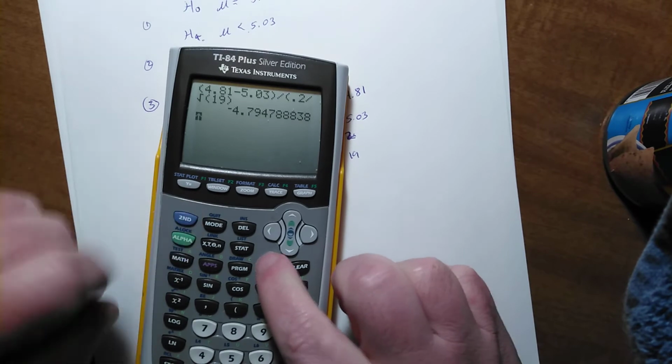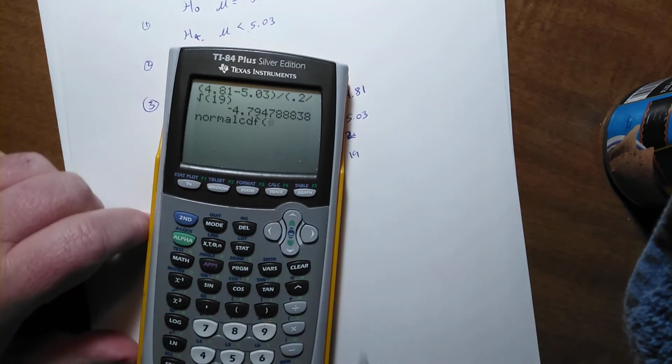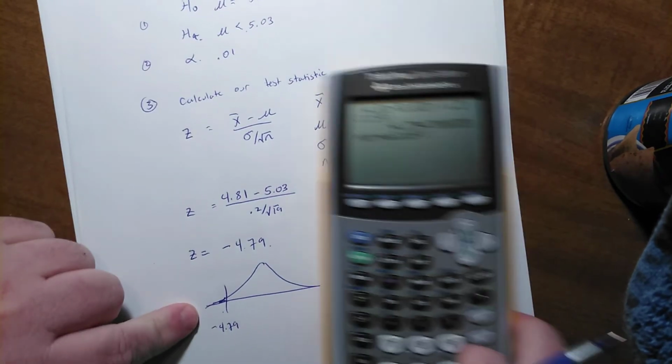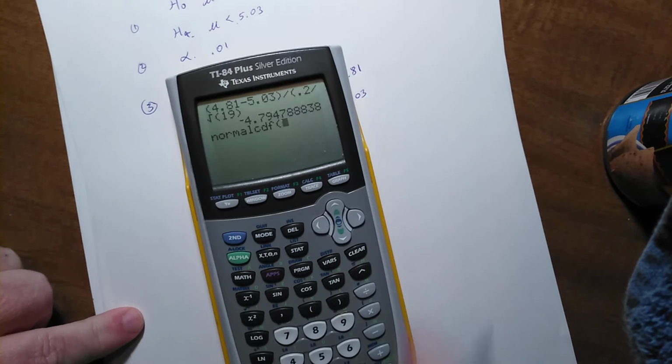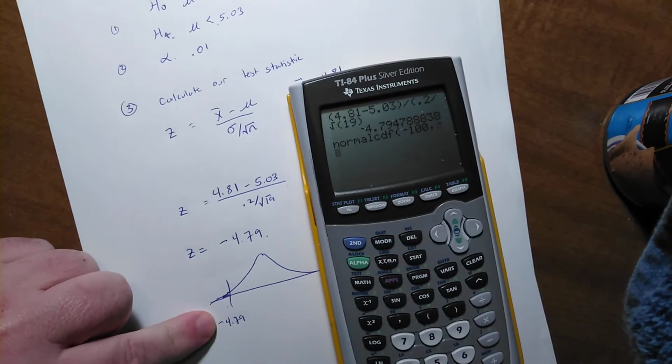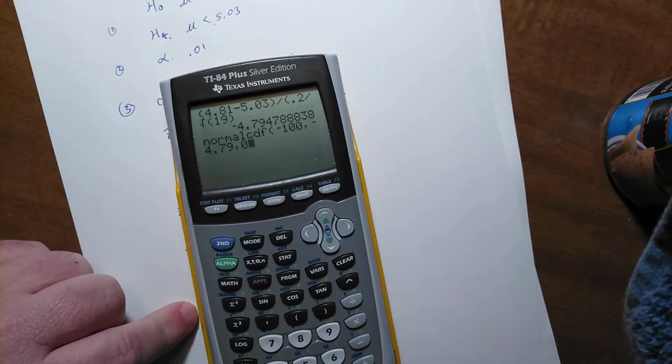We're going to go to distributions. We're going to say normal CDF. And here I need a small value because the small value is way over here somewhere. How about we try negative 100? All right. My upper value, negative 4.79. And this is a standard normal distribution, so I want 0 for the mean, standard deviation 1. So this is where we're calculating our p-value.